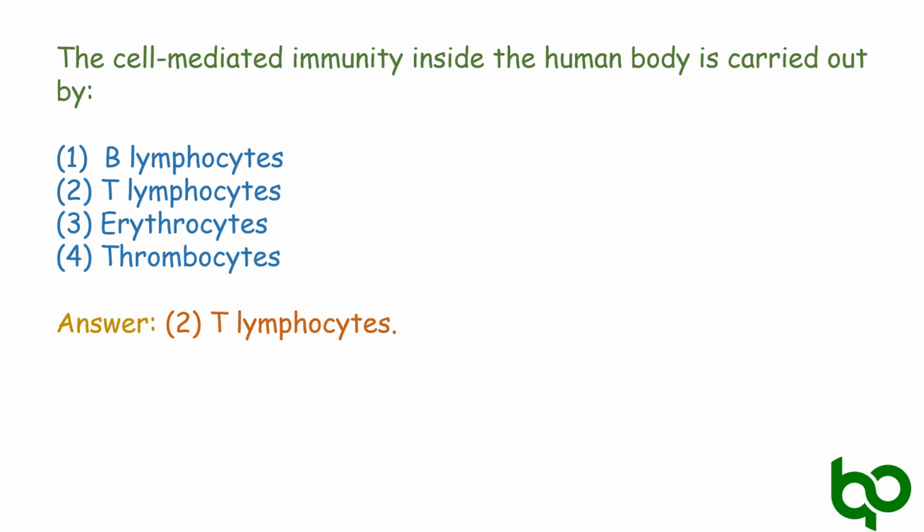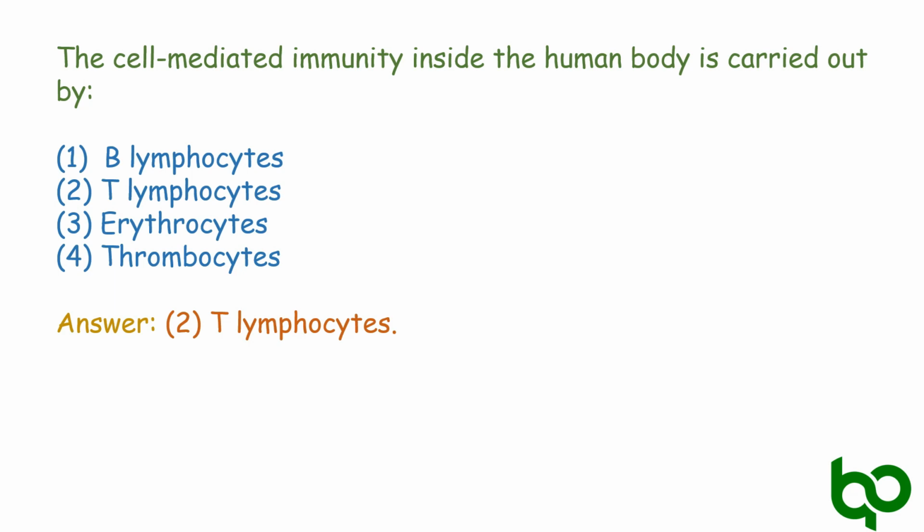The acquired immune system includes both humoral and cell-mediated immunity. Humoral immunity is mediated by macromolecules found in extracellular body fluids, such as antibodies. Antibodies are produced by specific types of cells called B lymphocytes. Cell-mediated immunity is an immune response that does not involve antibodies, but rather involves the activation of antigen-specific T lymphocytes. So here the correct answer is T lymphocytes.